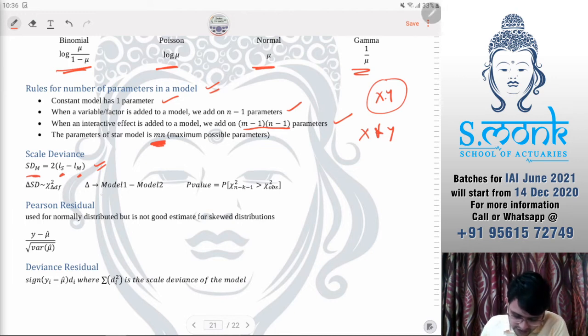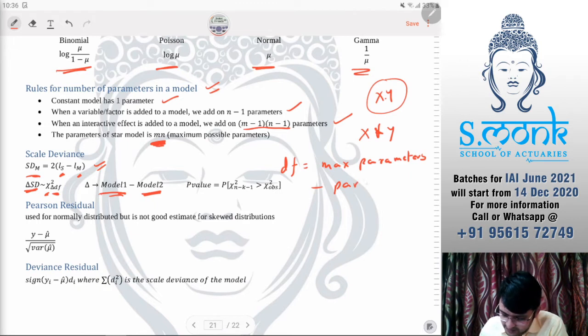So if you have two models, where we have taken the change as model 1 minus model 2, then the change in scale deviance becomes our test statistic for a chi-square distribution with the change in degrees of freedom as its parameter. Now how do we calculate degrees of freedom? Degrees of freedom will always be maximum parameters minus parameters of the model.